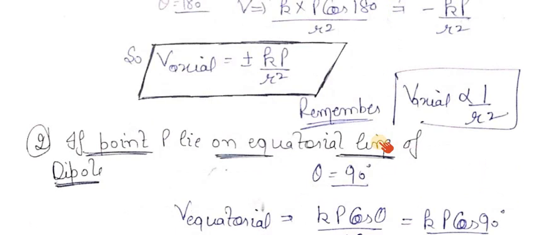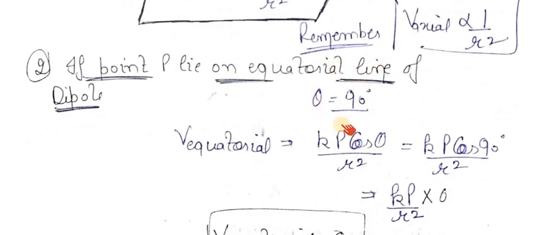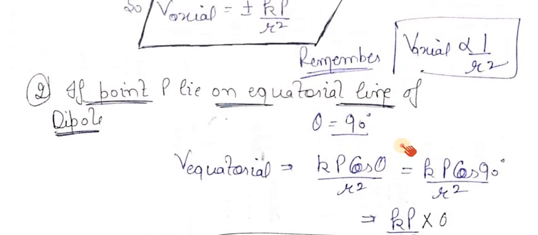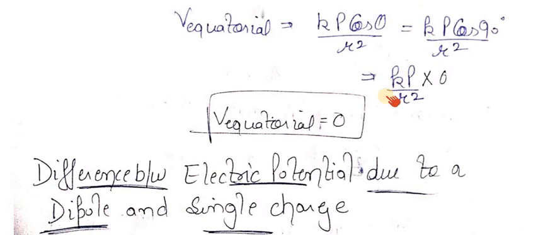If you find it out for the equatorial point, exactly 90 degrees, cos 90 is 0, so you will get zero potential at the equatorial point, right?